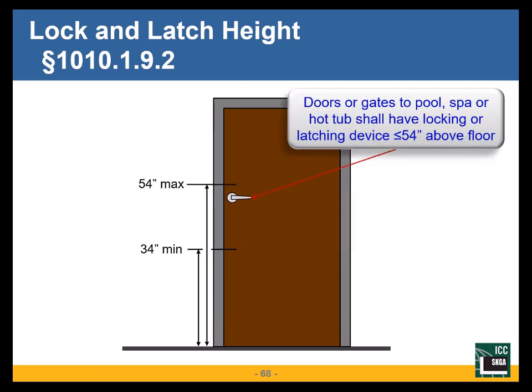There is an allowance to put the lock higher when I have doors that access a pool, spa, hot tub. This is my child-proofing solution. I can put the lock or the latch higher, up to 54 inches max.